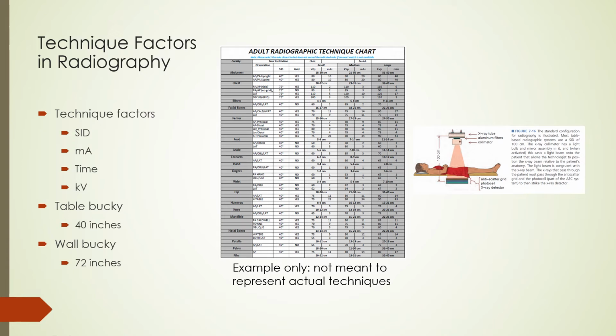Because table Bucky images are acquired at 40 inches SID, use of the correct grid is important. Wall Bucky images of the chest are usually acquired at an SID of 72 inches. The use of a wall grid in a table Bucky or vice versa can lead to image artifacts and unnecessary dose to patients. The chart shows the SIDs used for various body parts.